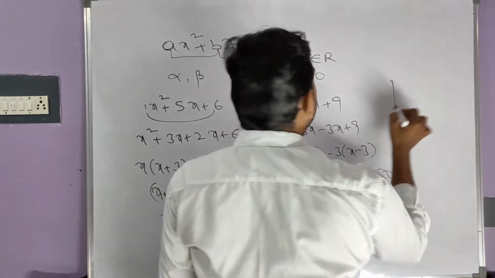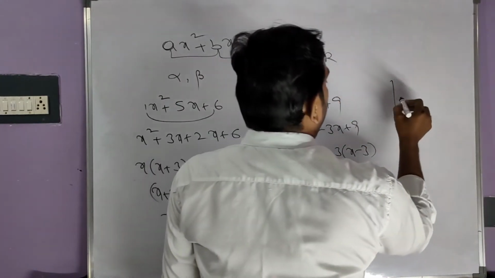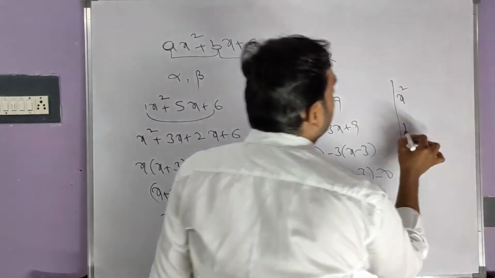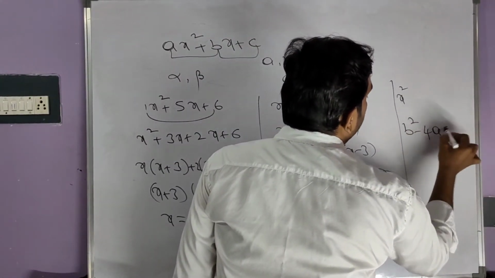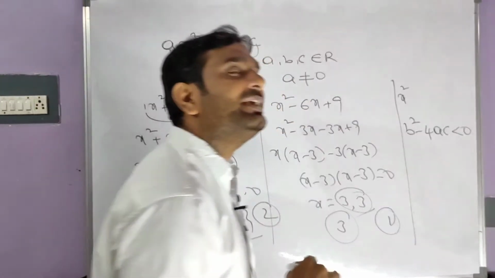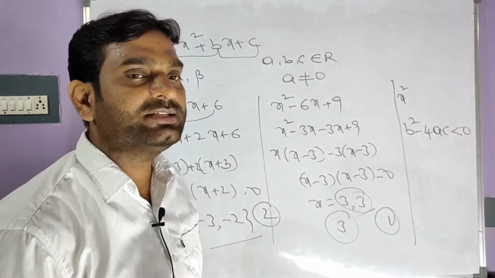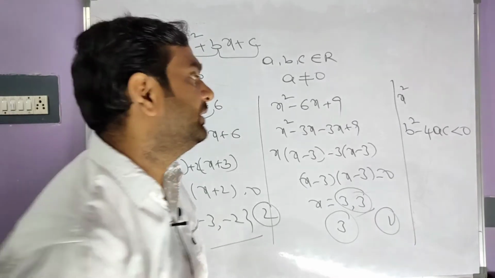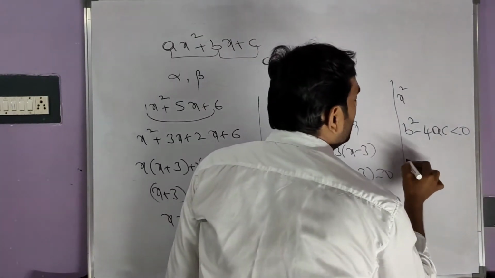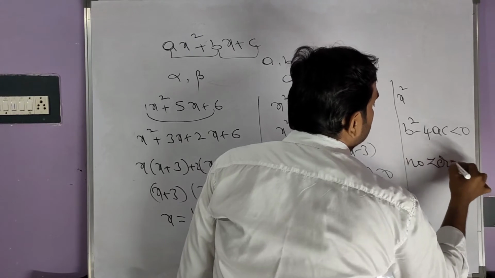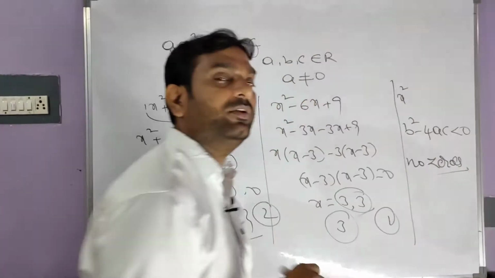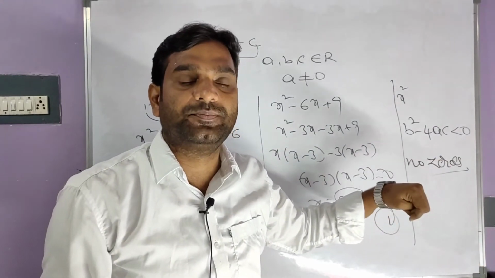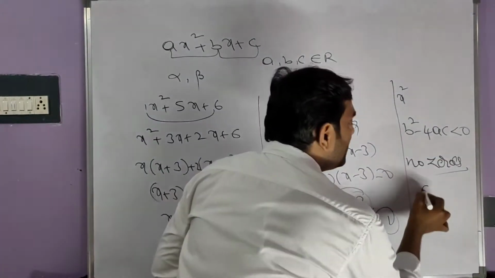If you are given another quadratic polynomial in which b square minus 4ac is less than 0, that is, discriminant less than 0, then you will get no zeros of the given polynomial. If the discriminant is less than 0, you will get no real roots. So here the number of zeros is 0.